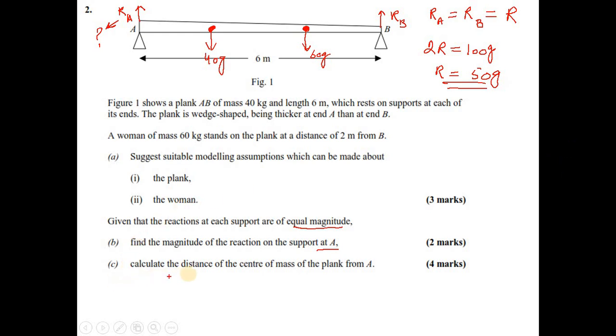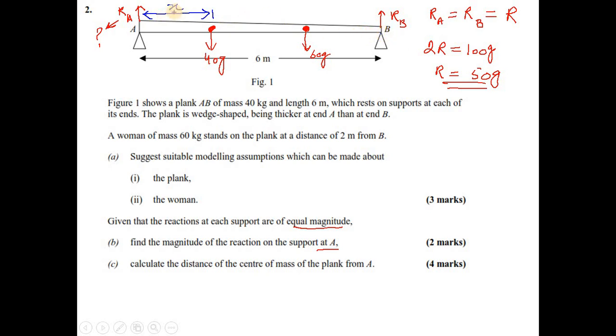Part C, calculate the distance of the center of mass of the plank from A. So you need to find the distance of the center of mass. That means you need to calculate that distance. And suppose that this distance is X. So in order to find that distance, you need to consider the moment produced by the various forces, and in order to do so, you will have to take a point as a pivot, and it's your choice whether you take A as a pivot, or the woman's position as a pivot, or B. It's up to you, because we have all the forces, so it doesn't matter what point we choose.